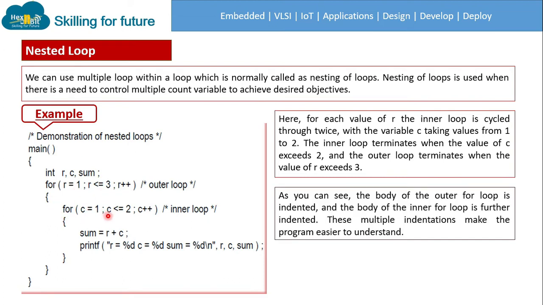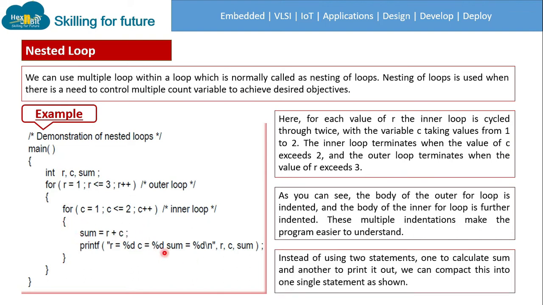So as you can see, the body of the outer for loop is indented. The body of the inner for loop is further indented, and this multiple indentation makes the program easier to understand. These are the curly brackets for the outer for loop, and within this we have the desired operation. We have calculated the sum and printed the result. We can also combine these two statements into a single statement, writing sum equal to R plus C. We'll try to run this code in the Code::Blocks session.